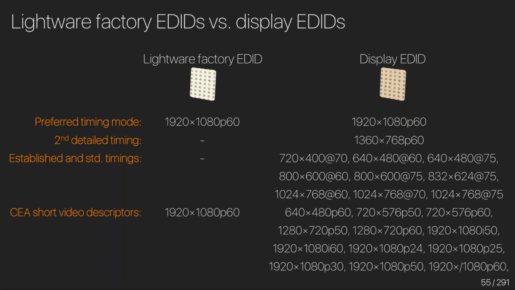Then in the CEA, we also have 1920x1080 in there for the Lightware, but with the display, you can see there's a lot of different resolutions to choose from. So this is the key difference. With our factory EDID with only one resolution in it, this is something we can use to force the source device to use this resolution.